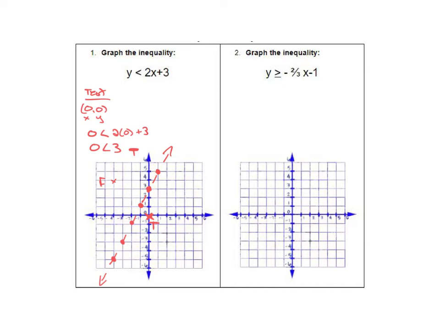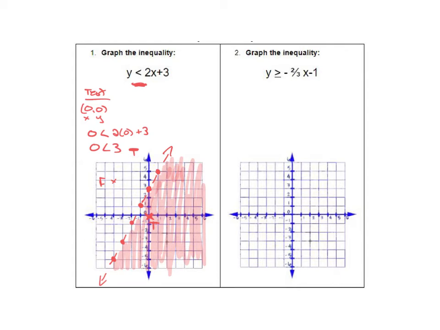So remember, once we determine that 0, 0 is the true side, this is the side that should be shaded, and we should have something that looks like that. Now again, when we have the less than symbol, there's a little shortcut when we look at y less than 3: less than means we need to be going underneath that line. Okay, so let's take a look at another one.